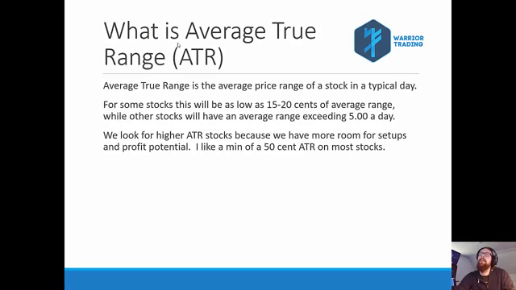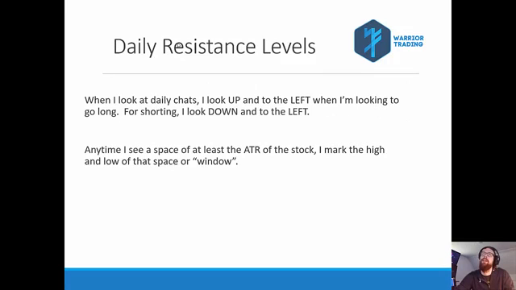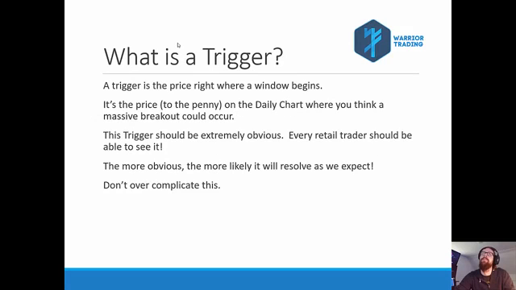Okay, so generally I like stocks with a higher ATR because those are stocks that move faster, right? Stocks that move slowly are not as interesting to trade. That's why we don't trade Bank of America or Sprint. We like the faster moving stocks. So when I'm looking at these daily levels, I'm looking up and to the left, and we'll do this in real time. Give me a couple charts or stocks, and we'll go mark out those charts together.